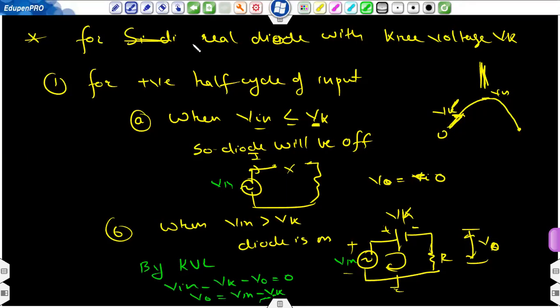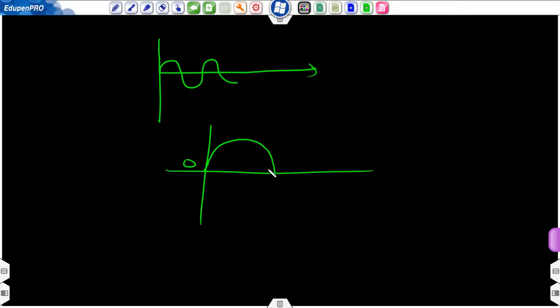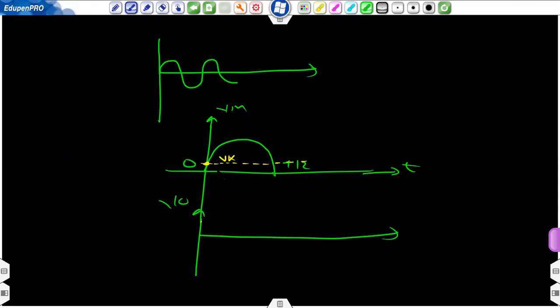So now how to plot this? Suppose this is your Vin. I should magnify the positive half. So this is the positive half, 0 to T/2. This is your Vin, this is your T. So Vout. The boundary condition was Vk, so you can take a point approximately around this. Let's say this point is Vk volt, this is also Vk volt, and now you have to draw the output voltage. Whenever your Vin is less than Vk, the diode will be off, so you can drop a vertical line from this point to the t-axis of V0.